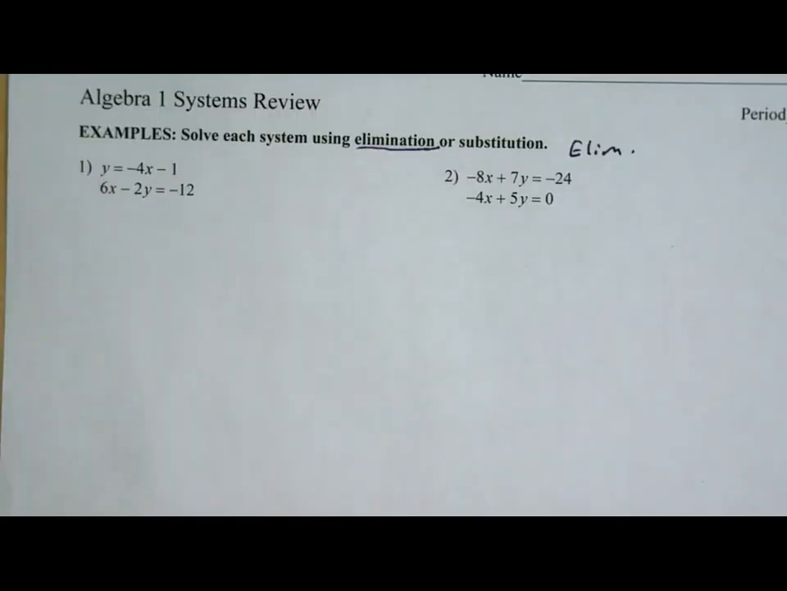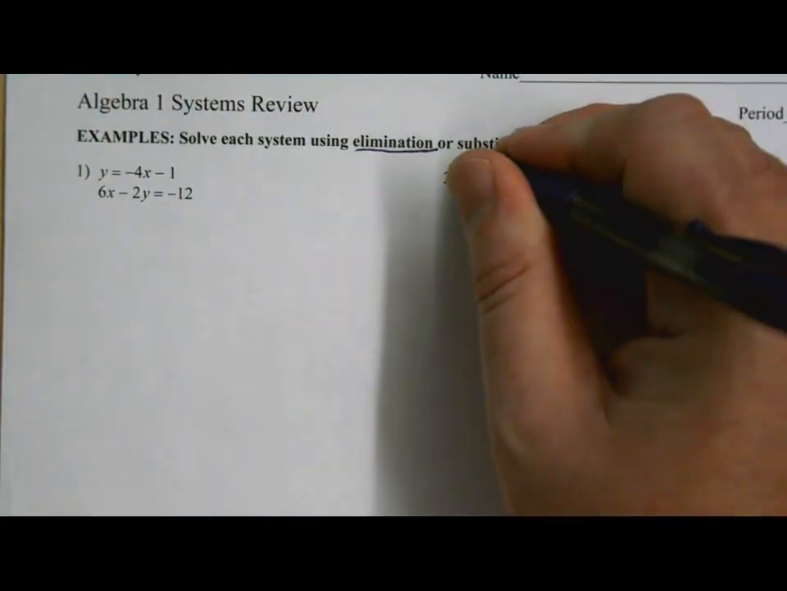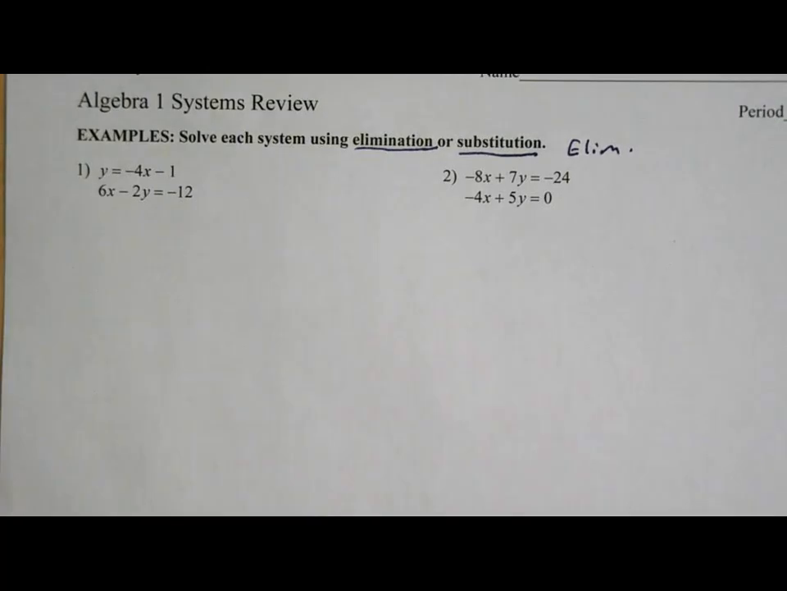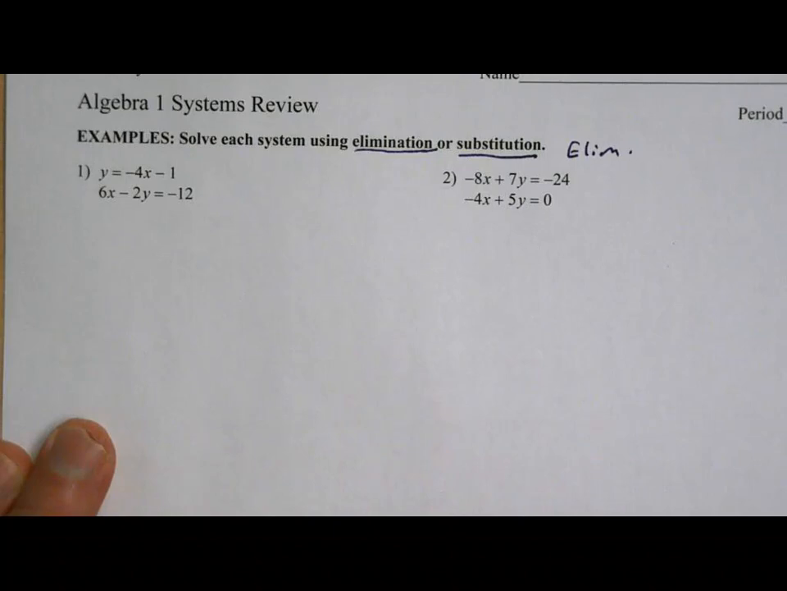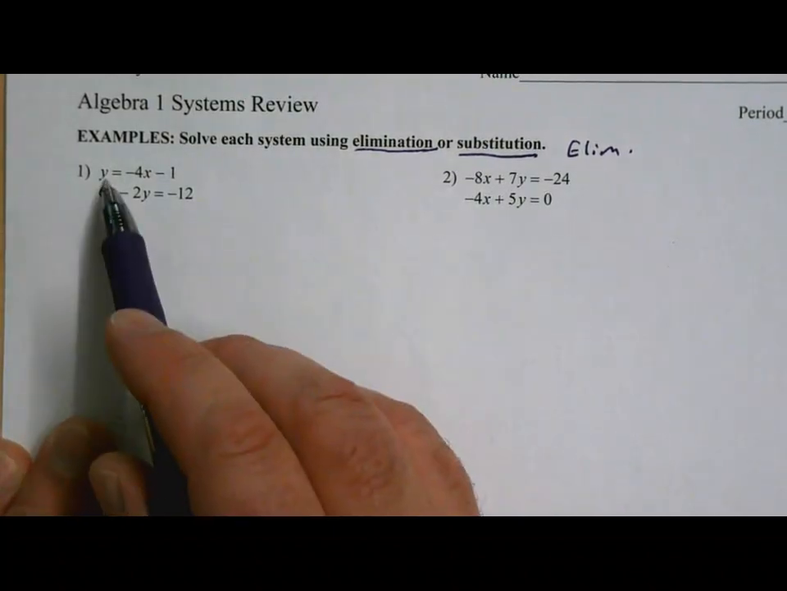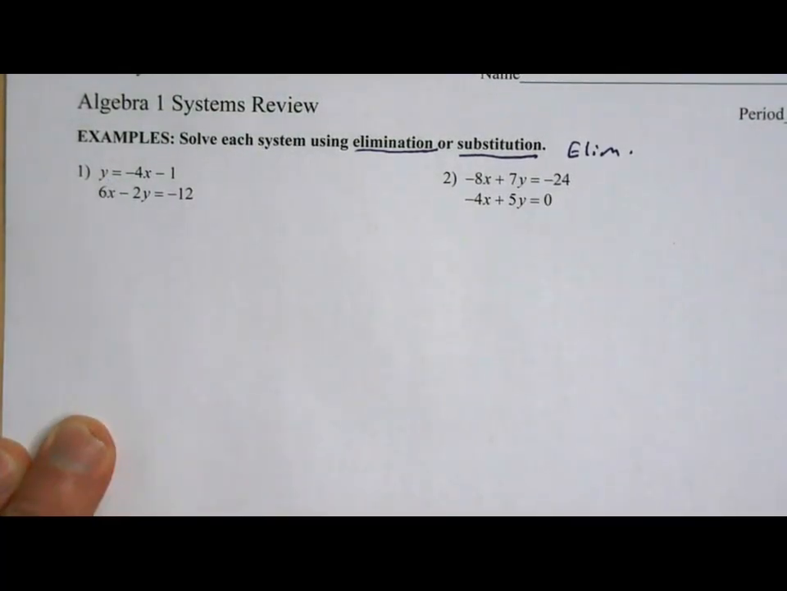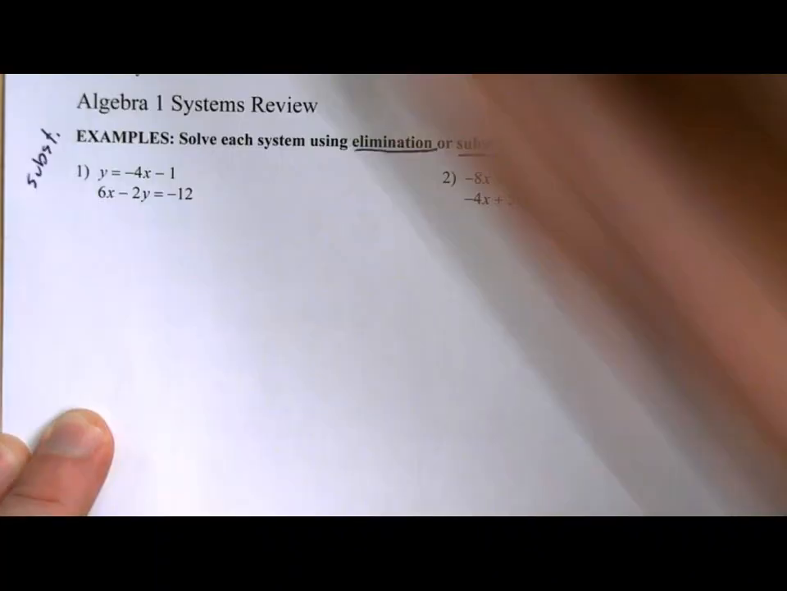Substitution, on the other hand, is a method where we want to have at least one equation that has x or y by itself on one side of the equal sign. So we want an x equals or a y equals for one of our equations. We have that happening right here in the first equation. So I would say for me, the first equation is more of a substitution problem.